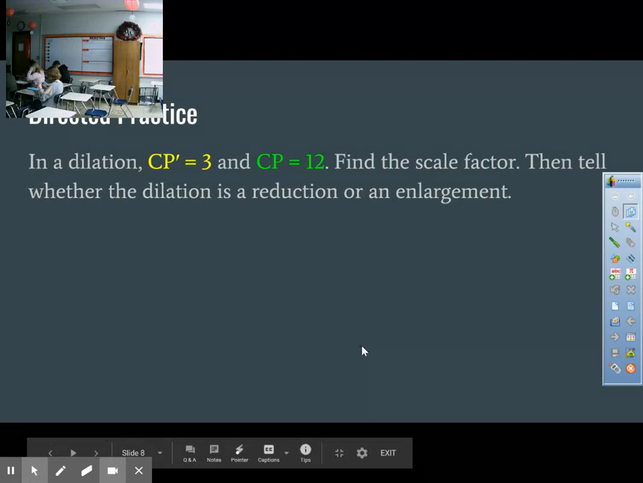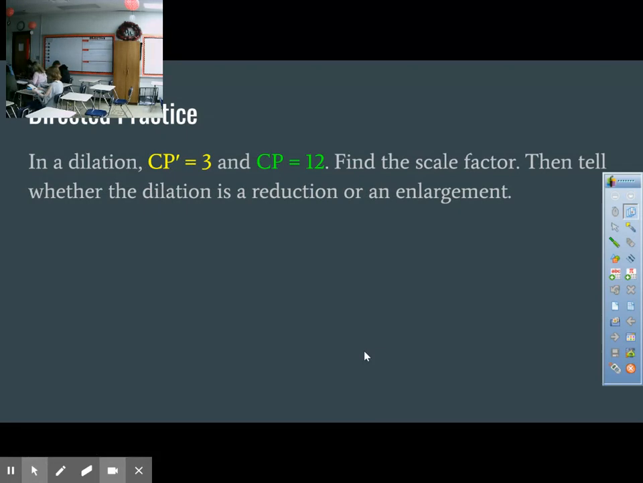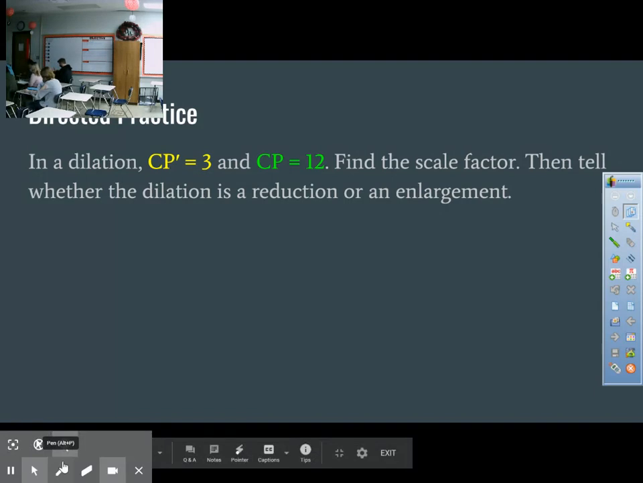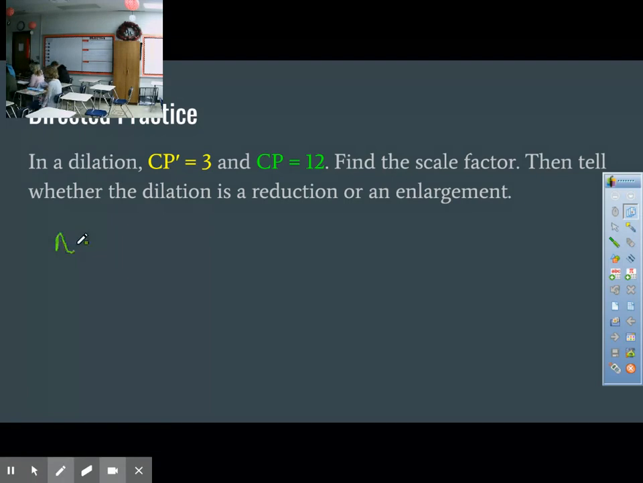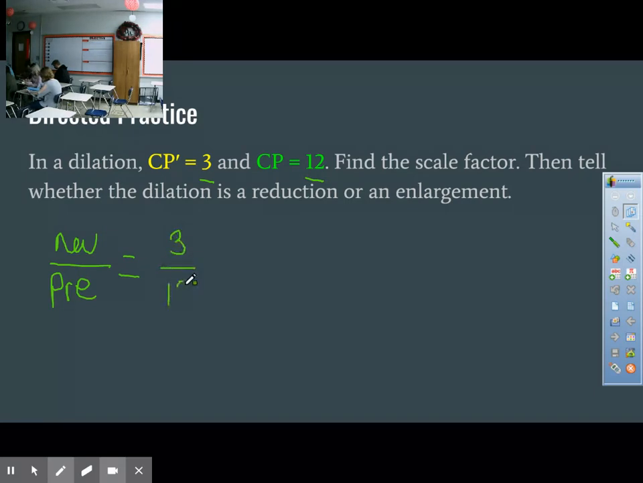All right, let's try this one. It says in a dilation, the length from C to P prime is 3, and the length from C to P is 12. Find the scale factor, then determine whether it's a reduction or an enlargement. So this time they didn't give us a picture, okay? But I do know that it's the new length over the pre-image. Okay? So which of these would be the new one and which one's the pre-image? The new one is the first, on top. How did you figure that out? Because it's CP prime. Yeah, this prime right here tells you that that's your image. That's your new one. Okay, so that one goes on top, so it's 3 over 12.